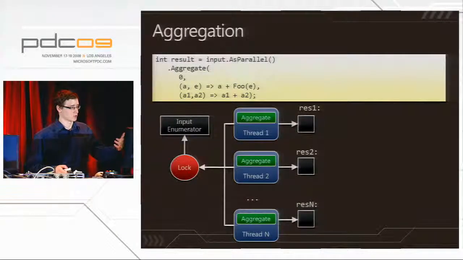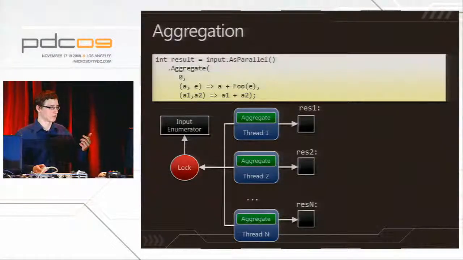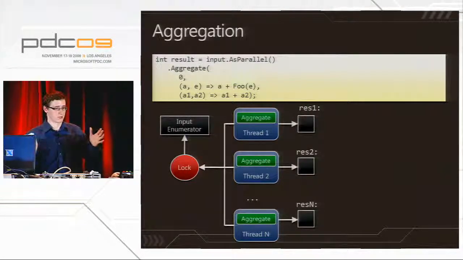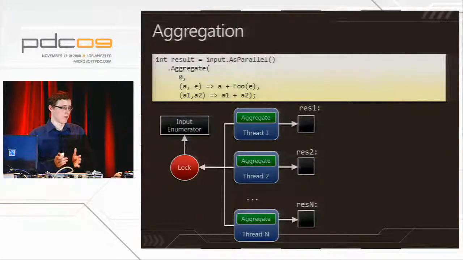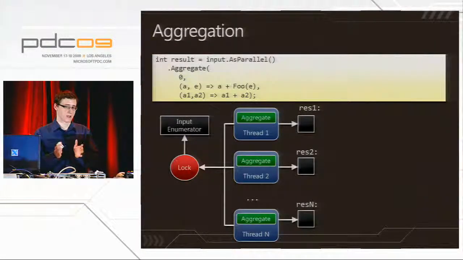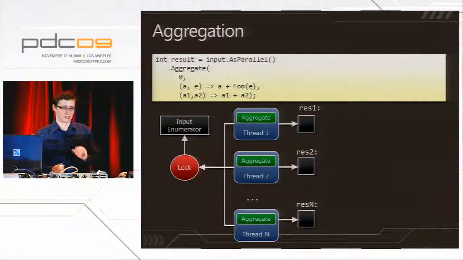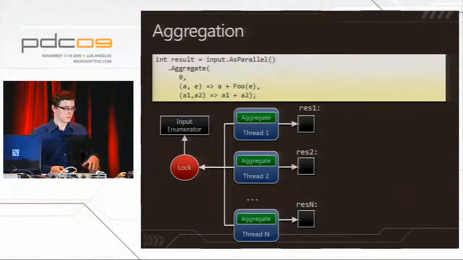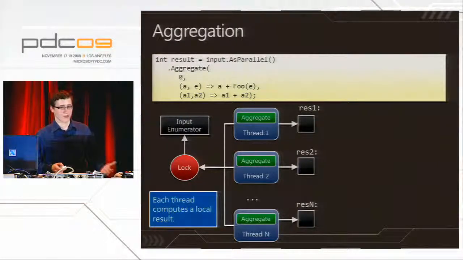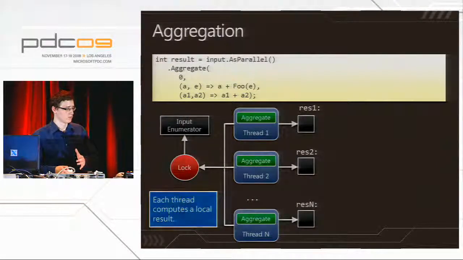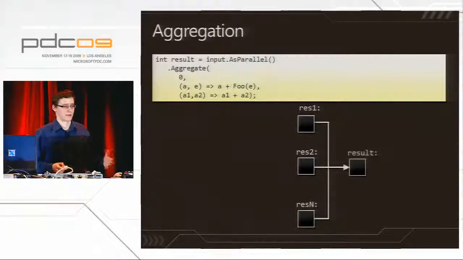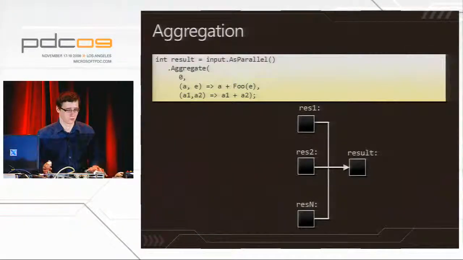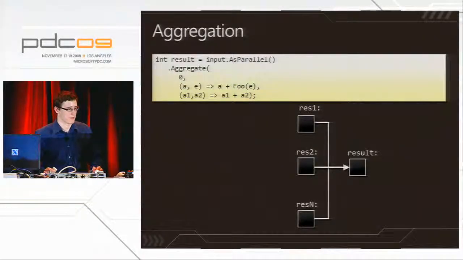But in an aggregation, at the basic level, you have a sequence and you want to combine it to a single value. And in parallel, you can have multiple threads, each one combining a partition of the input to a single value. And then each thread produces a local result in the first phase. And then in the second phase of computation, all of the local results are combined into the final result that is returned to the caller of the query.